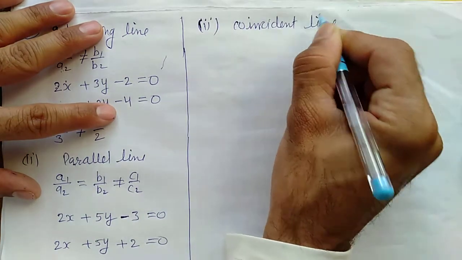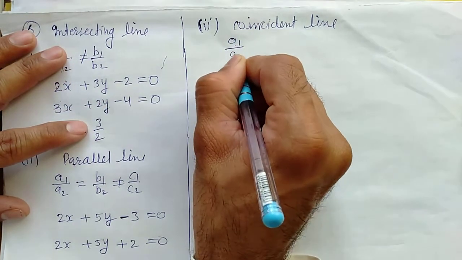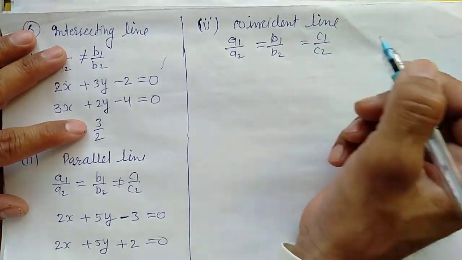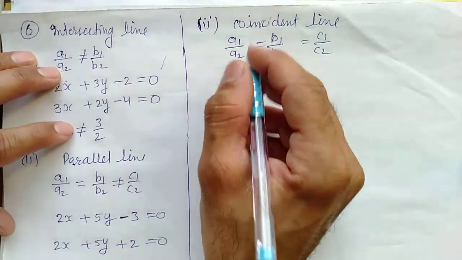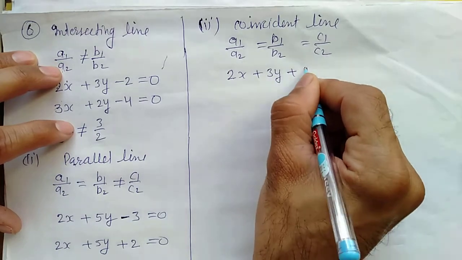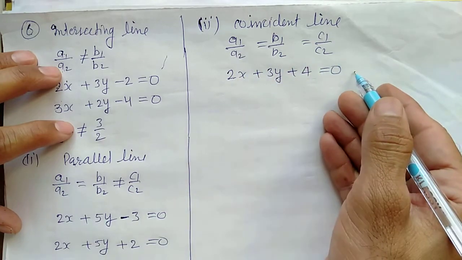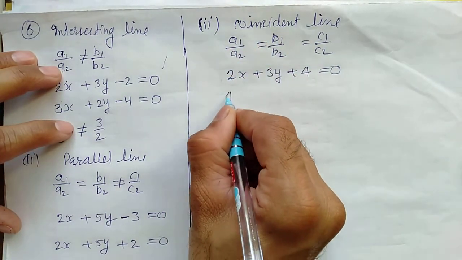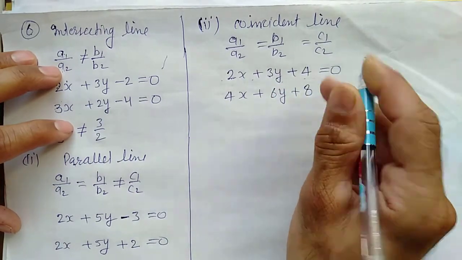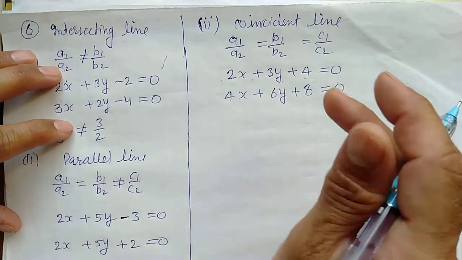Coincident line. For a coincident line, as we know, a1 upon a2 should be equal to b1 upon b2, which should be equal to c1 upon c2. Taking the same equation as it is, we should not take, but let's see. 2x plus 3y plus 4 equals 0. Now multiply this one by the same number. We multiply by 2. 2 2s are 4x, 2 3s are 6y and 2 4s are 8 equals 0. These two are coincident lines. This is the example. Yes, easy.